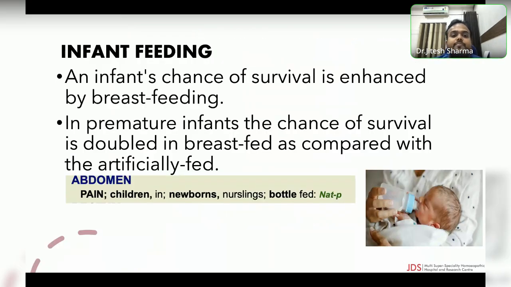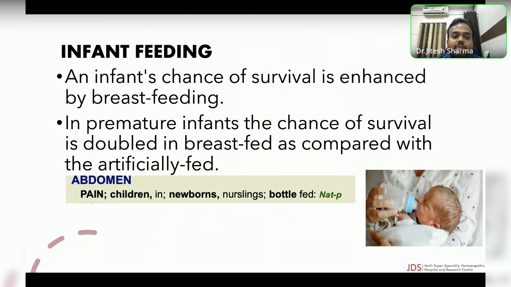Now, infant feeding. An infant's chance of survival is enhanced by breastfeeding. In premature infants, the chance of survival is doubled in breastfed as compared to artificially fed babies. That is why we should promote breastfeeding rather than artificial feeding. Nowadays, more mothers are going for artificial feeding. There are definitely other circumstances, but we need to promote more breastfeeding.